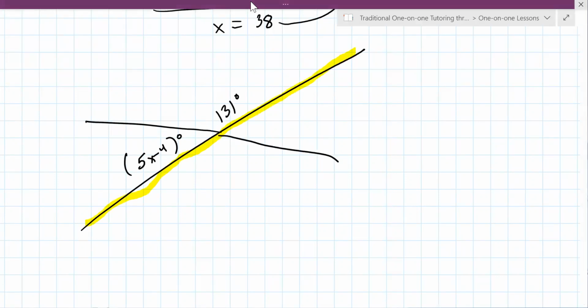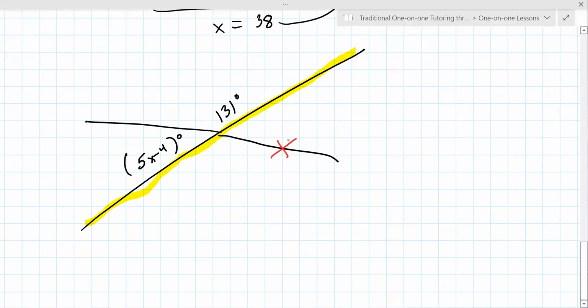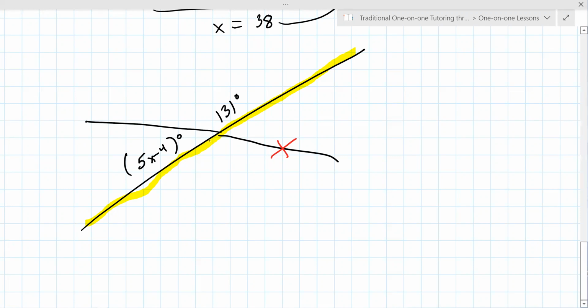It's a distraction. What do I mean by a distraction? Like you're trying to sneak past it? Yes, that's a good way of looking at it. So what do these two angles have to add up to, Sourish? 180. 5x minus 4 plus 131 equals 180. Do you want to try solving that on your own, please?